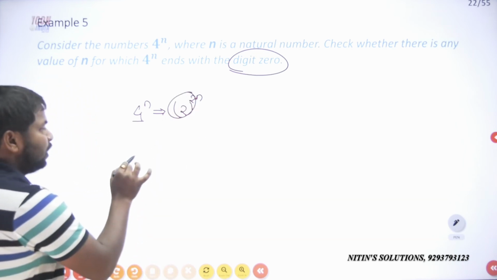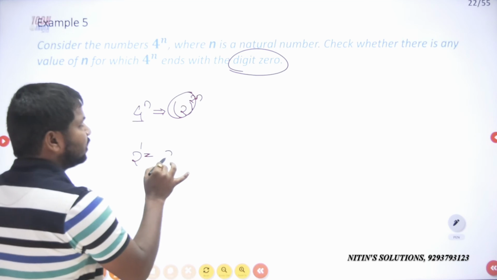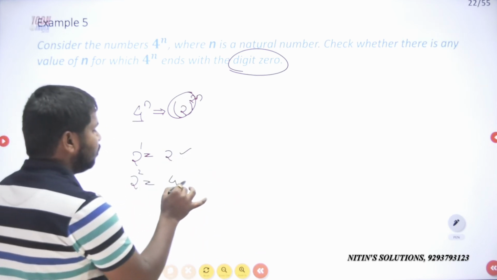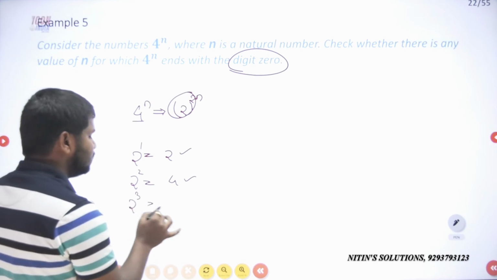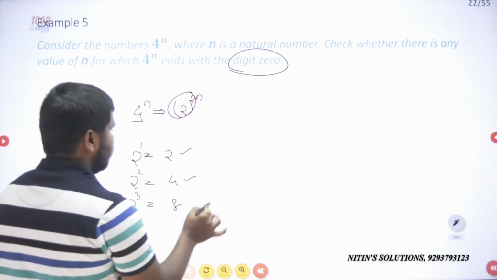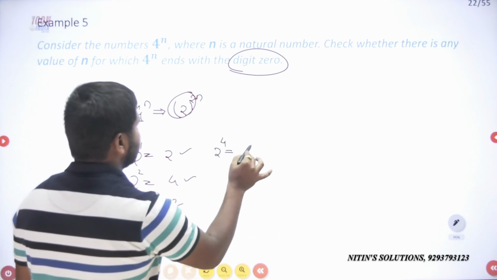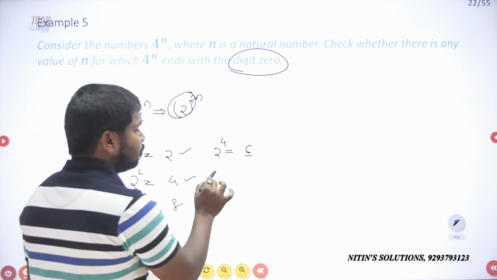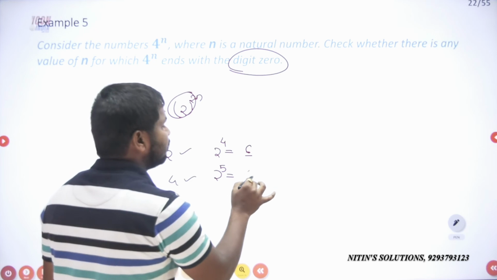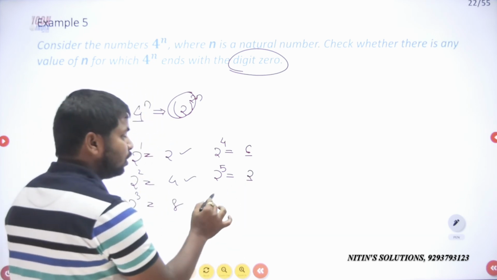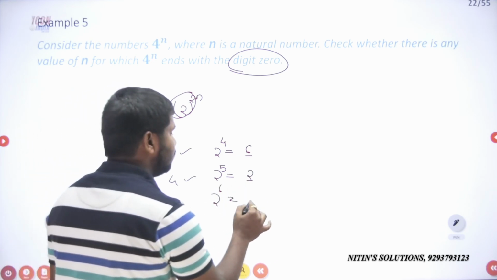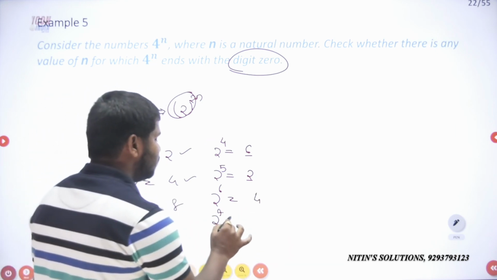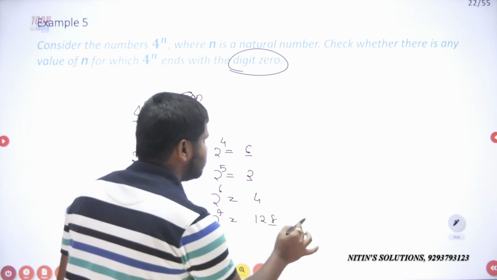So here when you take 2 to the power of 1, we know that the digit ends with 2. When you take 2 to the power of 2, the digit ends with 4. When you take 2 to the power of 3, the digit is ending with 8. And when you take 2 to the power of 4, 16, the digit is ending with 6. 2 to the power of 5, 32, again the digit is ending with 2. 2 to the power of 6, 64, the digit is ending with 4. Now 2 to the power of 7 is equal to 128. The digit is ending with 8.